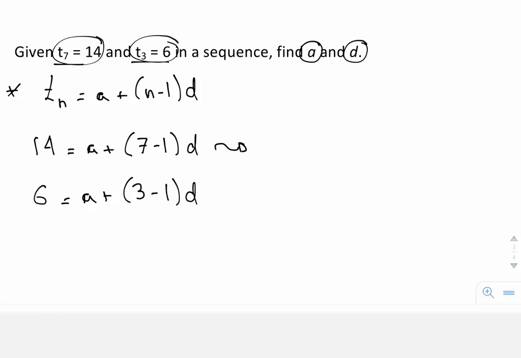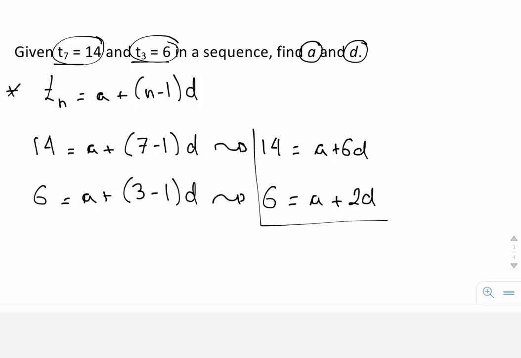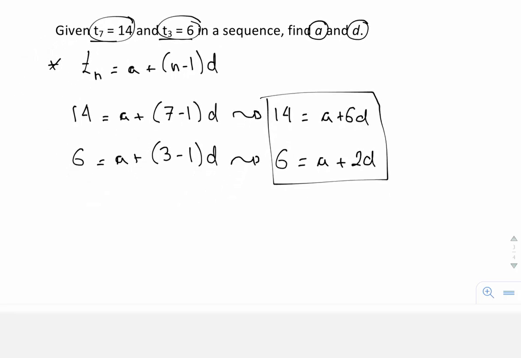So this one here becomes 14 equals a plus 6d. This one here becomes 6 equals a plus 2d. Notice how I just simplified the stuff inside the brackets. This here now should remind you of grade 9 solving linear equations. And I can solve linear equations by either using substitution or elimination.